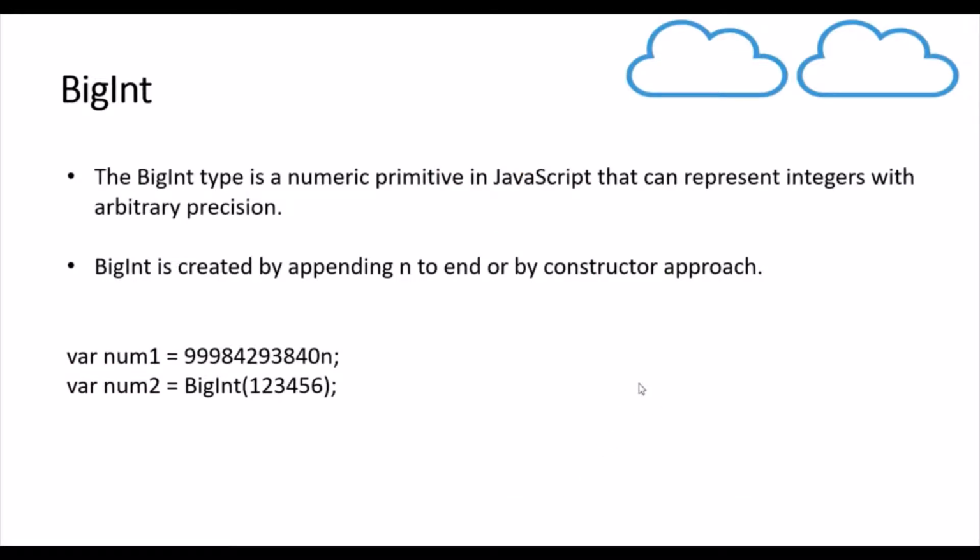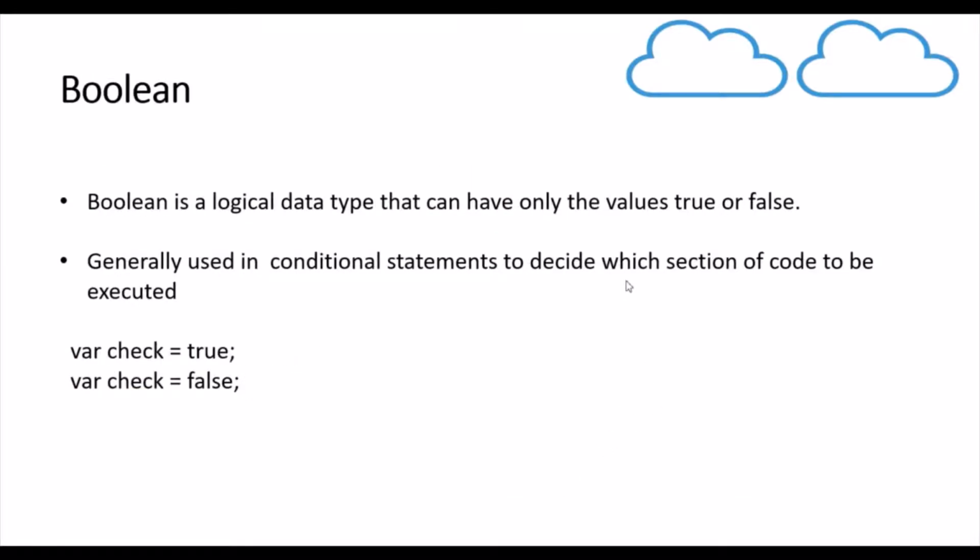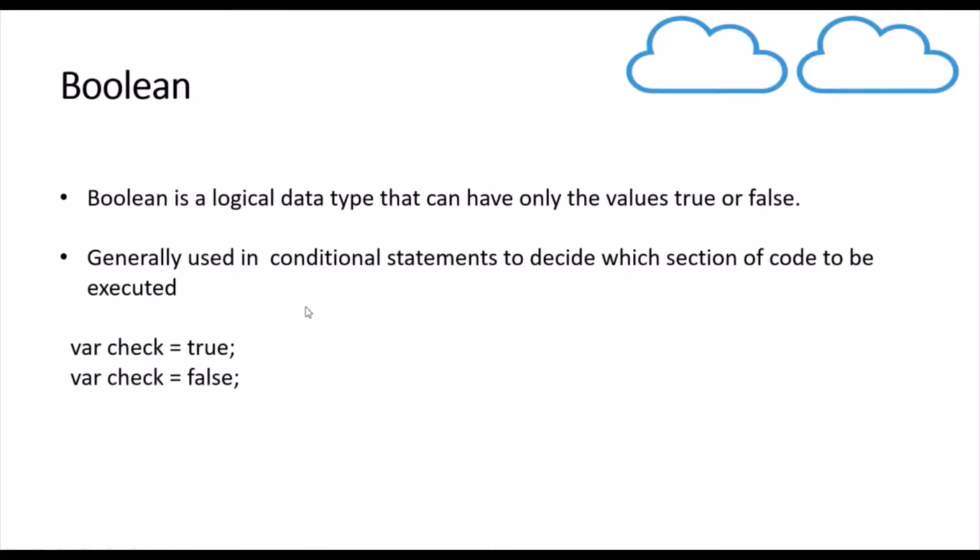So we'll go to our next data type, which is the Boolean data type. Boolean is a logical data type which can have only a true or a false value, and it's generally used in conditional statements to decide which section of code should be executed based on certain conditions. For example, in case of if, and in case of while also, we use Boolean variables, correct? A Boolean value may also result from certain operations, for example, a comparison operation.